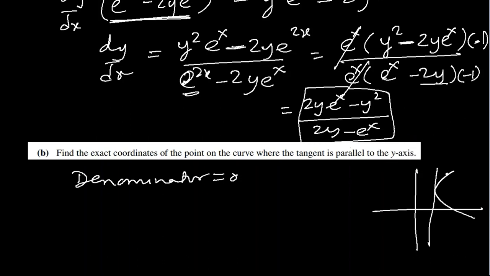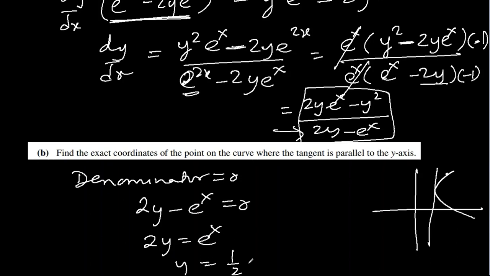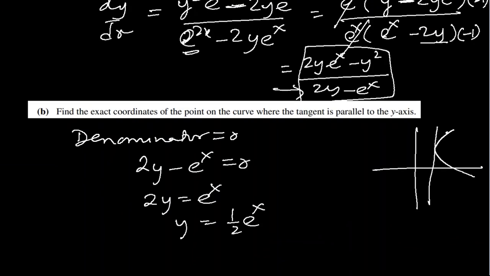Denominator is 0. So we will make the denominator equal to 0, and that will give us our answer. So 2y minus e to the power x equal to 0 for undefined dy over dx, and it becomes 2y equal to e to the power x, and y is half e to the power x. They're saying find the exact coordinates of the points on the curve. So y is half e to the power x. That's what we'll do here.